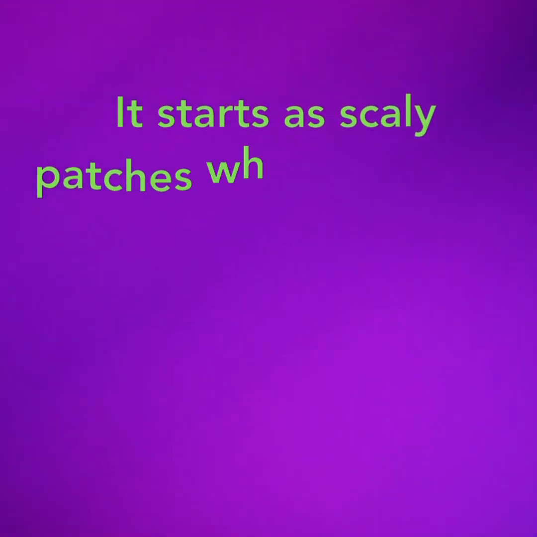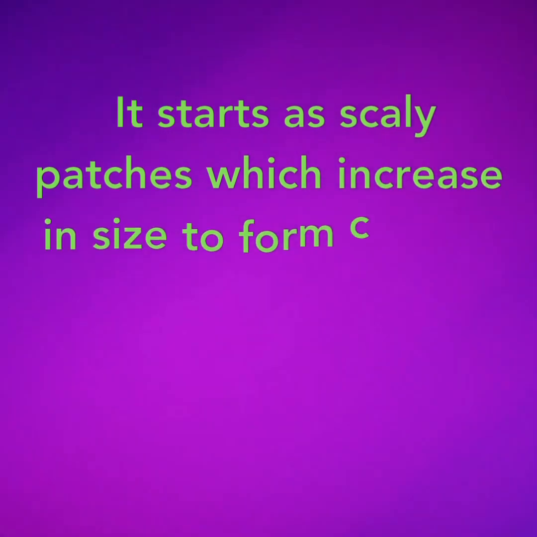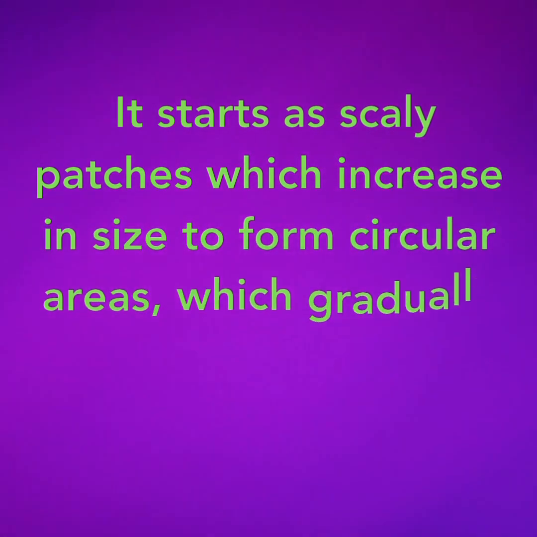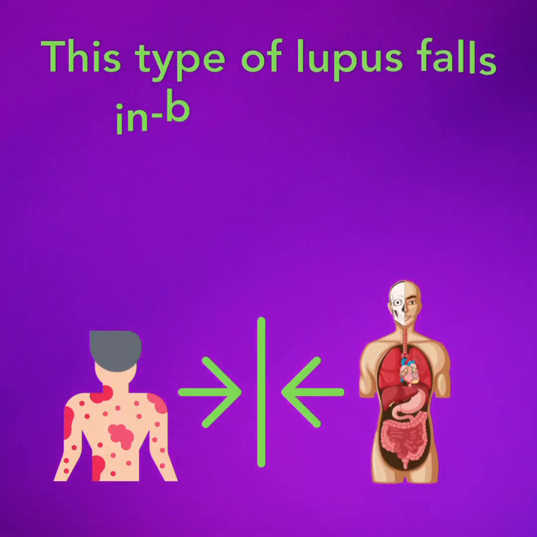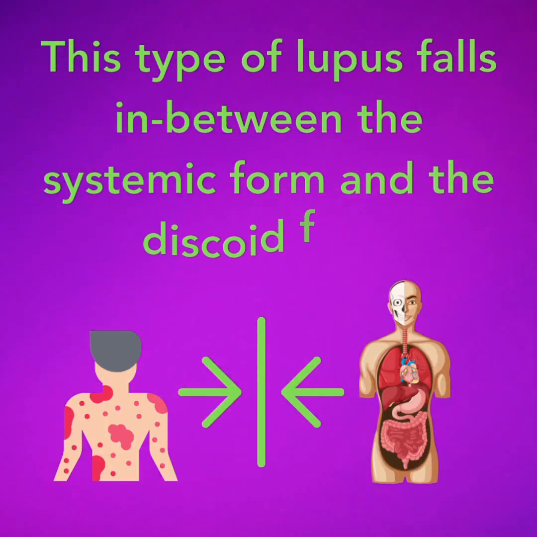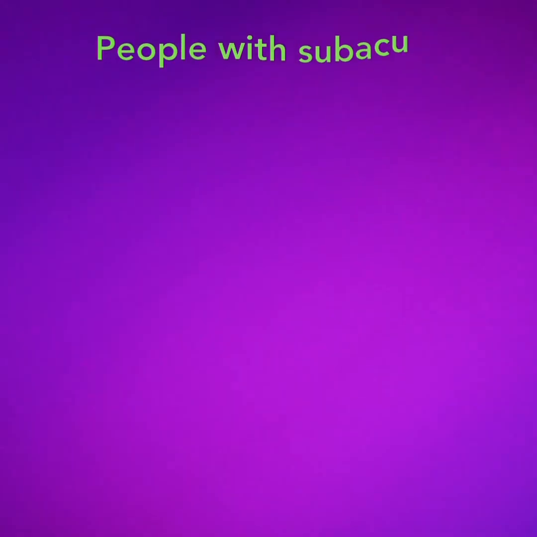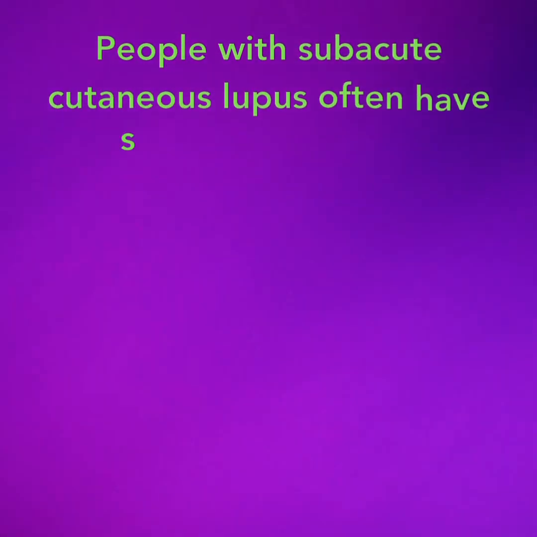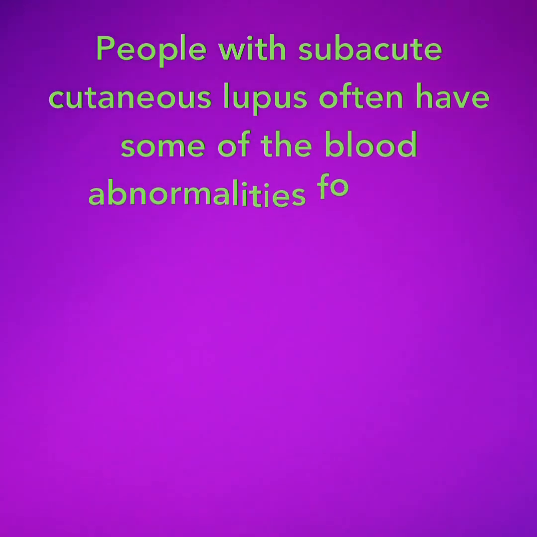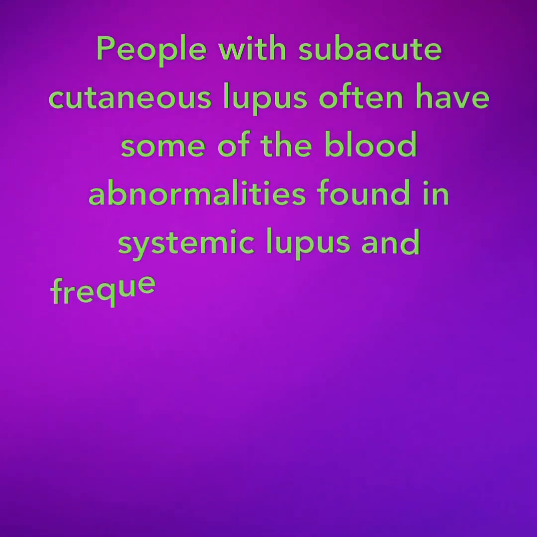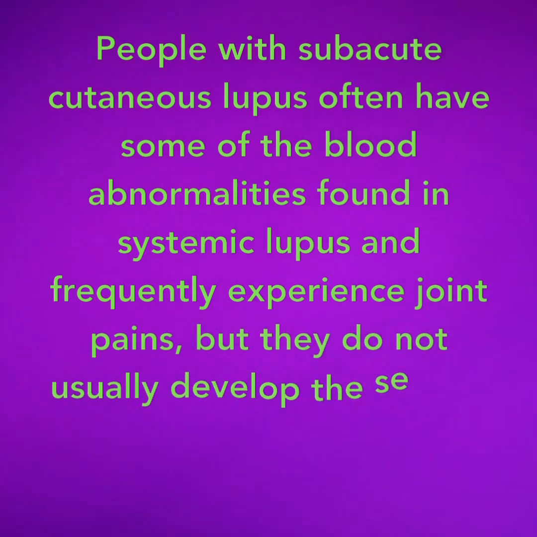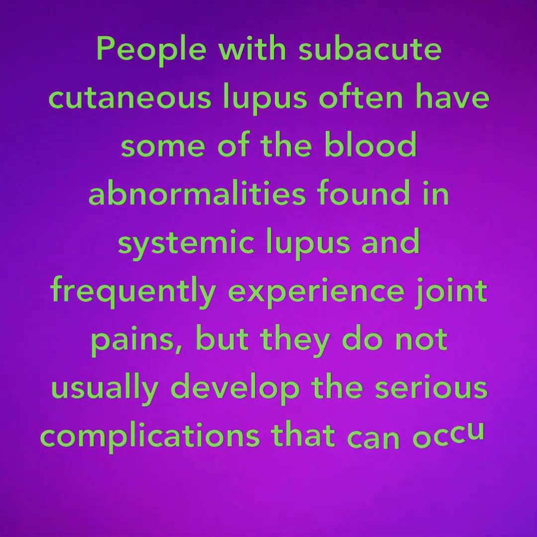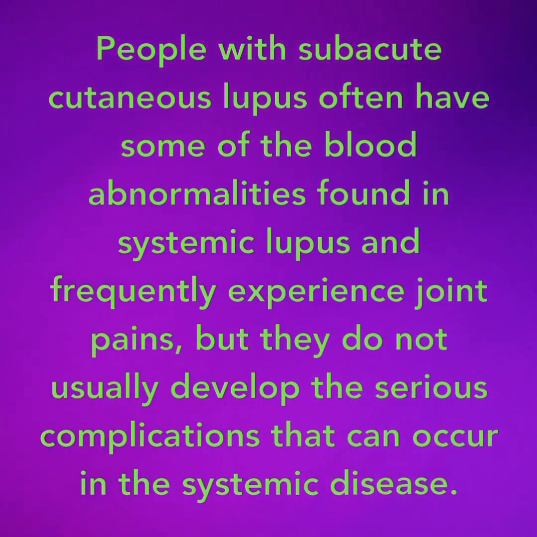It starts as scaly patches, which increase in size to form circular areas, which gradually heal up without leaving scars. This type of lupus falls in between the systemic form and the discoid form. People with subacute cutaneous lupus often have some of the blood abnormalities found in systemic lupus and frequently experience joint pains, but they do not usually develop the serious complications that can occur in the systemic disease.